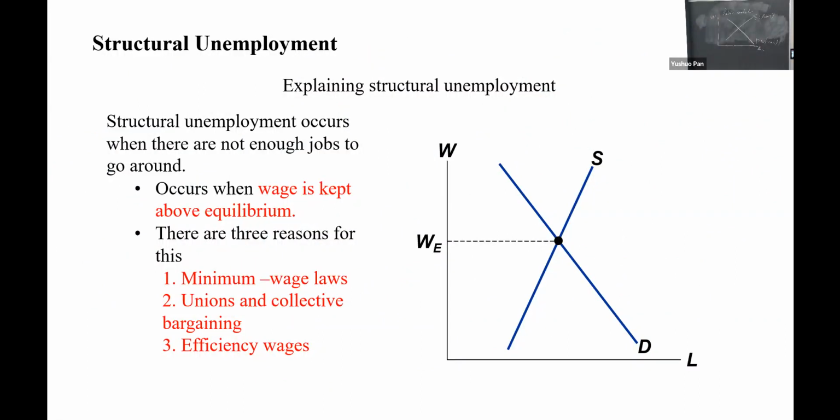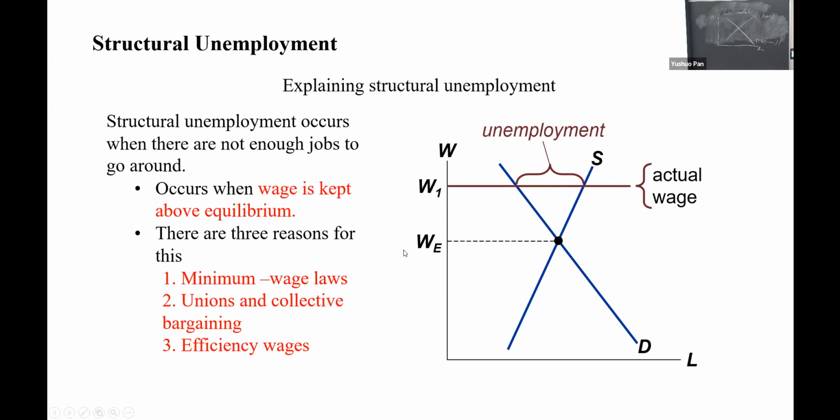So structural unemployment occurs when there are not enough jobs to go around. It occurs when the wage is kept above equilibrium. In this picture, if there is a demand curve and supply curve, the intersection would be the equilibrium point. That's the equilibrium labor force in this market, and that's the equilibrium wage, the best wage in this market. But something will happen which will keep the wage above the equilibrium, like here, W1. Something moved the wage from the equilibrium wage W star to W1 here.